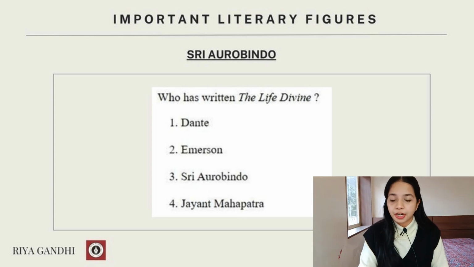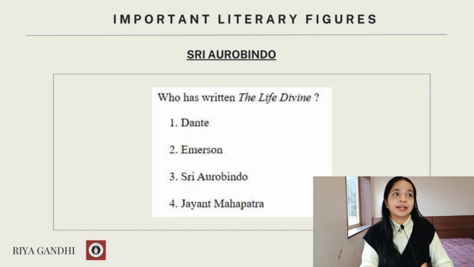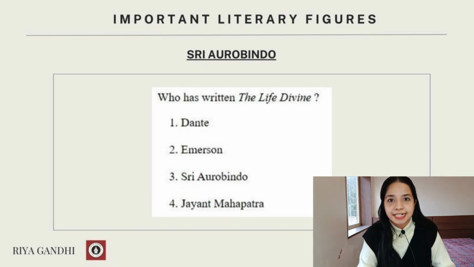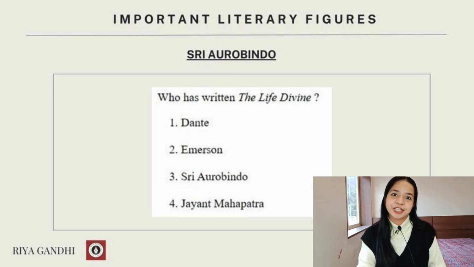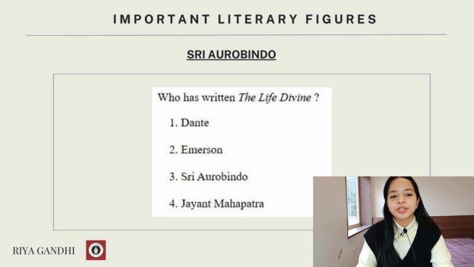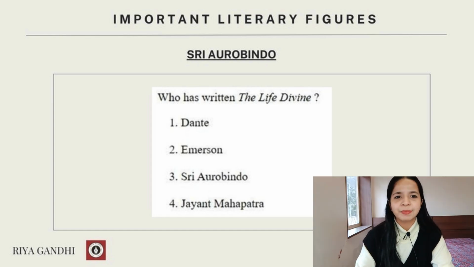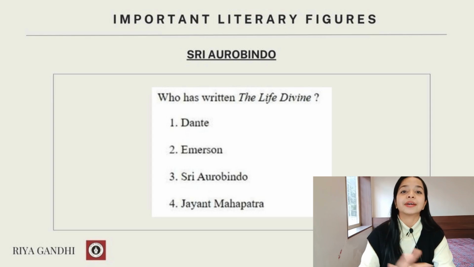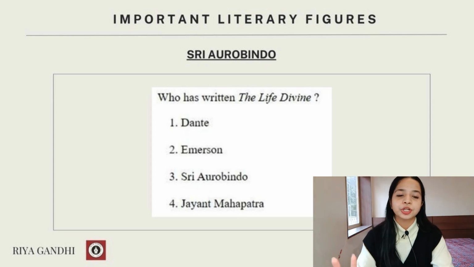Apart from Rabindranath Tagore, there is also another important literary figure, and that is Sri Aurobindo. Questions related to Sri Aurobindo and his works are again frequently asked in UGC NET English exam. He is considered to be one of the most visionary, mystic poets and writers of India. And a question related to his work was asked in this year's UGC NET English exam, and it was: who has written The Life Divine? The answer is again Sri Aurobindo.